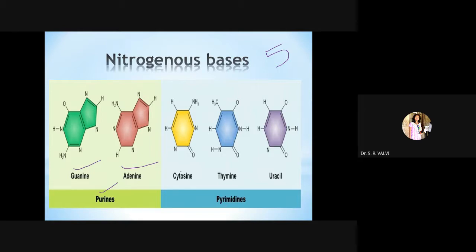Cytosine and thymine are present in DNA, whereas cytosine and uracil are present in RNA. So these three are pyrimidine bases, and these two are purine bases. And you can see the internal chemical structure.